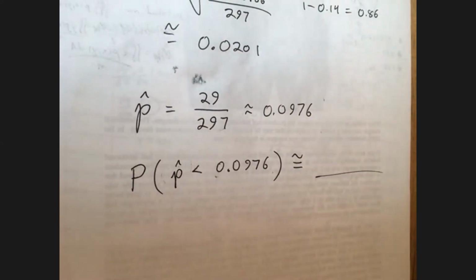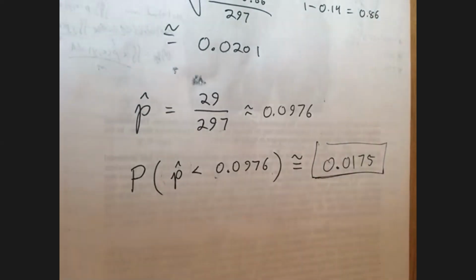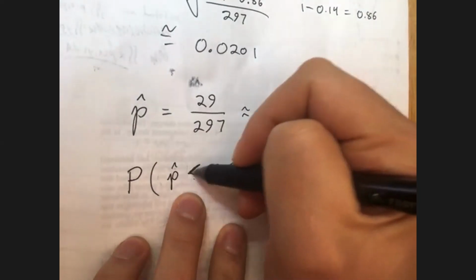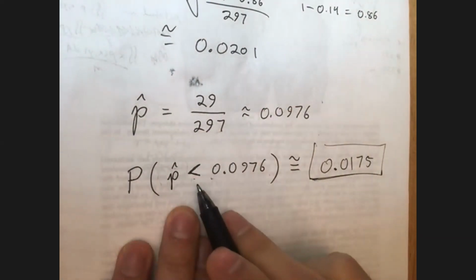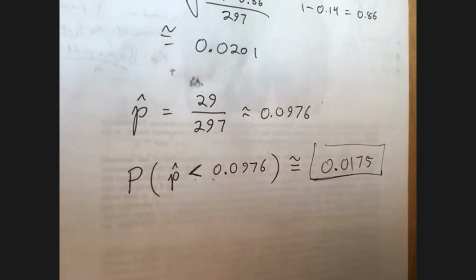Okay, any other questions? 0.0175, okay, thank you. 0.0175, right here. And remember, it doesn't matter if this is less than or equal to when it's a continuous distribution. For discrete distributions, like the binomial distribution, that does matter. That makes a big difference. But for continuous distributions, less than and less than or equal to end up having the same value.